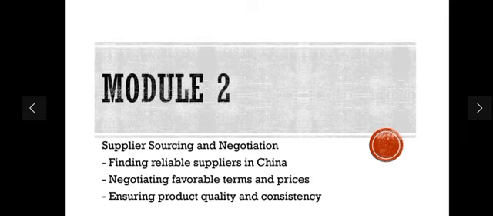So welcome to module two. I hope you enjoyed module one and you're able to understand everything that we discussed in that module. In module two, we're going to talk about topics like how we can find reliable suppliers in China, how we can negotiate favorable terms and prices, and ensuring that the product we are getting is of high quality. These are the things that we're going to discuss in module two, and I hope that everyone will pay attention just as they did in module one. So let's start.